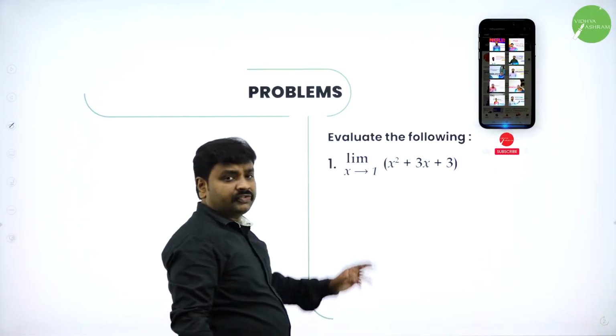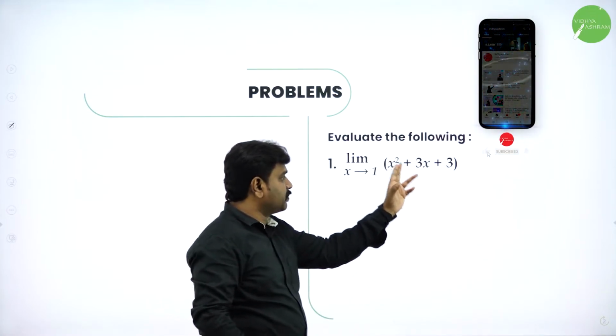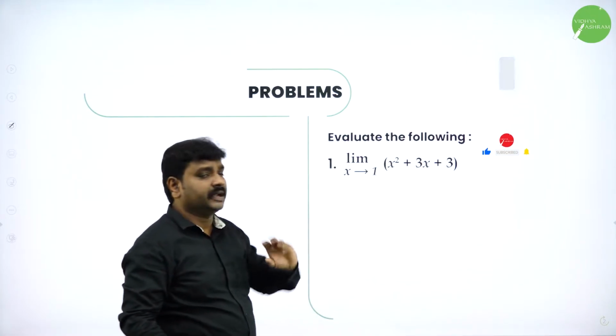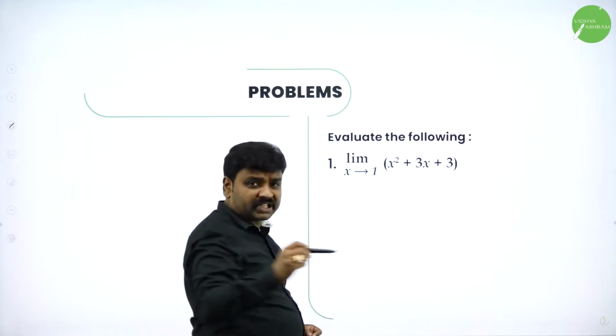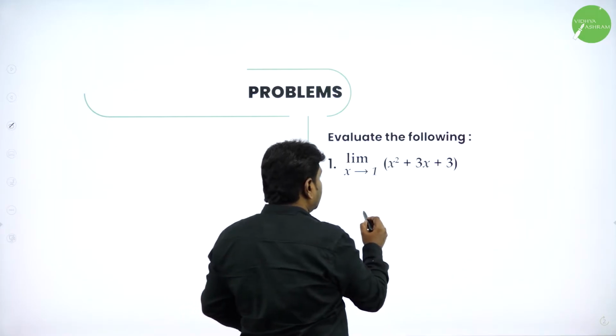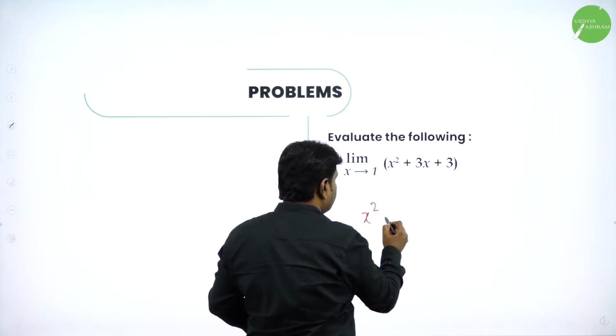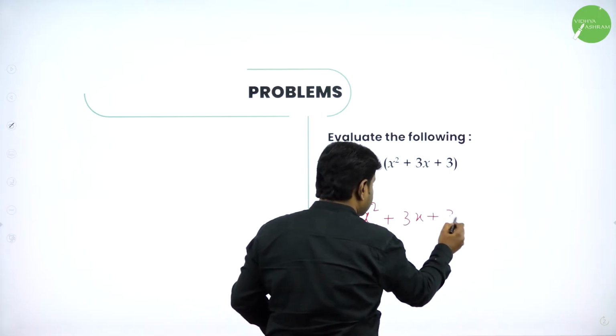Evaluate the following. The first question, limit x tends to 1, x square plus 3x plus 3. These are all standard and simple 1 markers. Limit x tends to 1 means what? In the place of x, put 1. So if I do that, I'll get x square plus 3x plus 3. This is what they give.